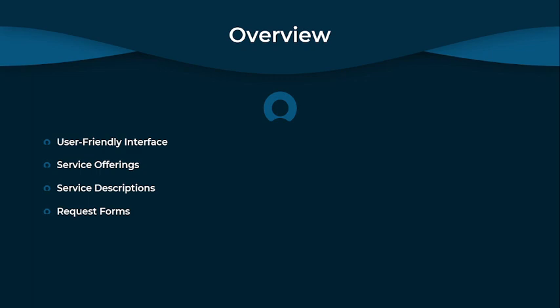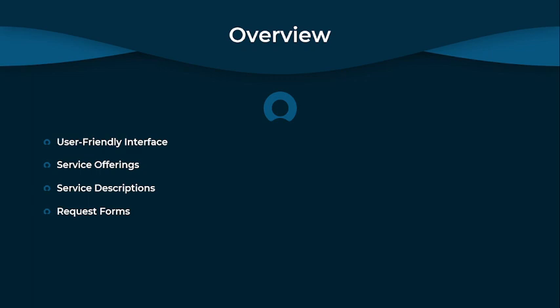Here's an overview of key aspects of the ServiceNow ITSM Service Catalog. User-friendly interface. The service catalog provides a user-friendly interface that allows users to browse and search for available IT services using intuitive categories, keywords, or filters. Users can easily find the services they need without the need for technical knowledge or assistance.